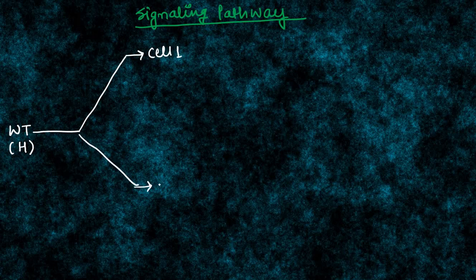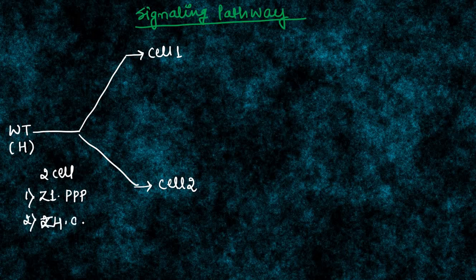I have already told you that we consider cell 1 and cell 2 for better understanding, because it would be difficult to always remember them as Z1.ppp, Z2.ppp, sorry, Z4.aaa. So I have just considered those two cells as cell 1 and cell 2 for better understanding. But make sure that the two cells are one could be Z1.ppp, and the second Z4.aaa.